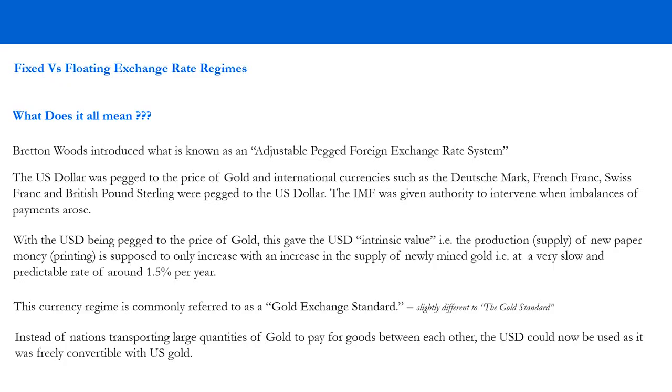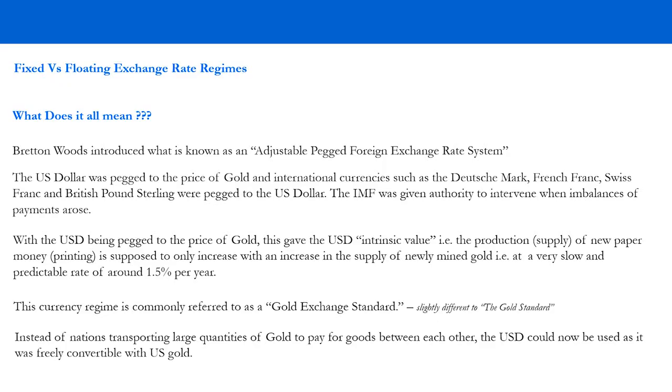So with the US dollar being pegged to gold, what this did was actually give the US dollar intrinsic value. So what does that mean? It means the paper currency actually has a value, i.e. the production or supply of new money, new paper, is supposed to only increase with an increase in the supply of newly mined gold, so at a very slow pace.